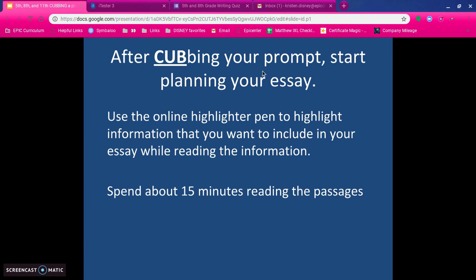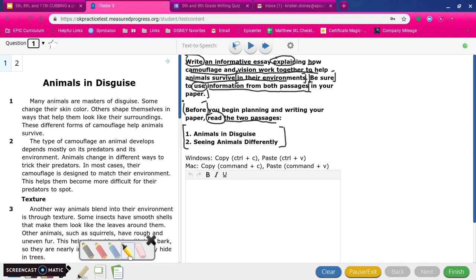All right, so after we've cupped our prompt, we're going to start planning our essay. We're going to first read the passages. That's what it told us to do. So we're going to use the highlighter pen to highlight information that we want to include in our essay while we read. So grab the highlighter pen, and as you read, start highlighting information that you feel is important and that you will want to include in your paper.